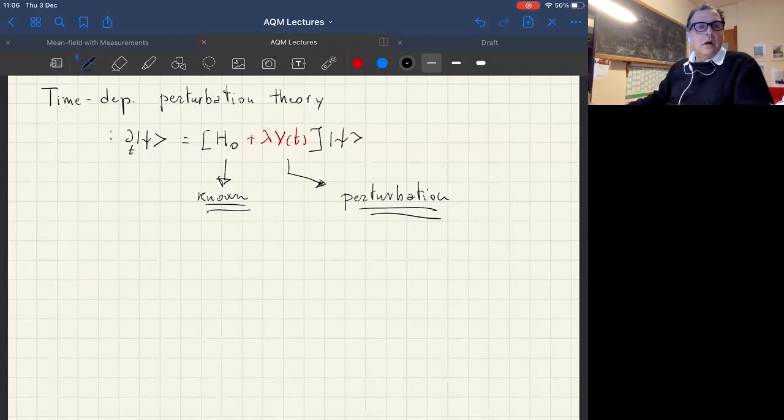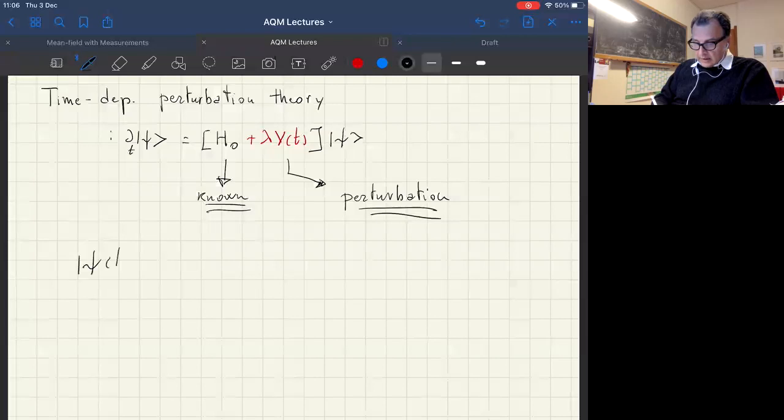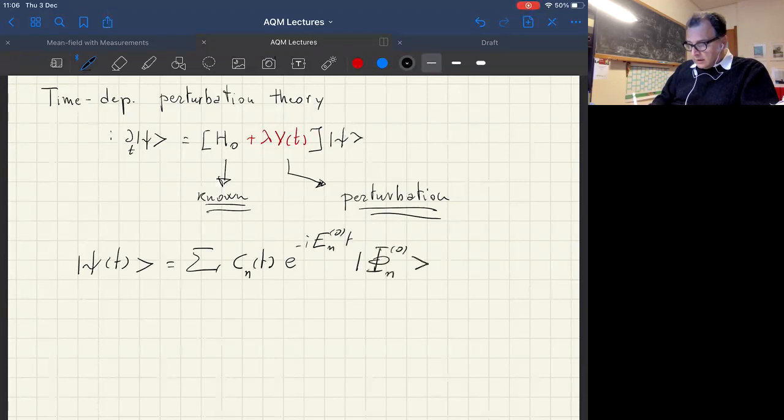Now, okay. So what does it mean to treat this as a perturbation? It meant that the wave function psi of t was expressed in terms of the coefficients Cn of t, times e to the minus i E0n t over h bar, times phi zero n. So we chose to use the eigenstates of H0 as a basis to express the evolution when only H0 was present. And then the perturbation was related to an approximate solution for these coefficients, okay?